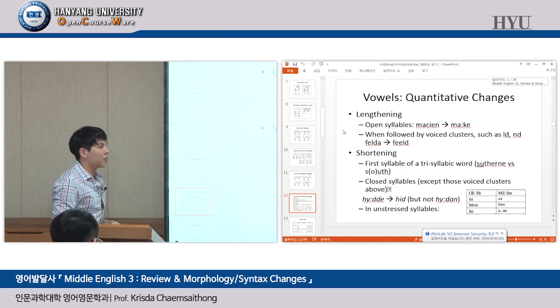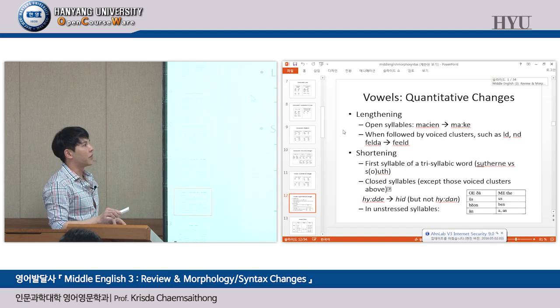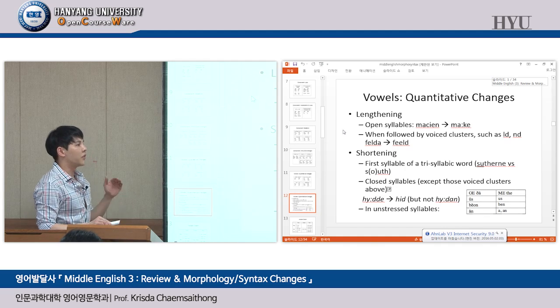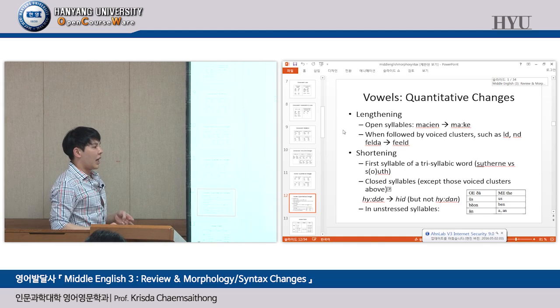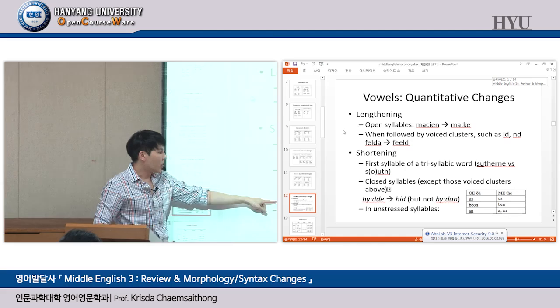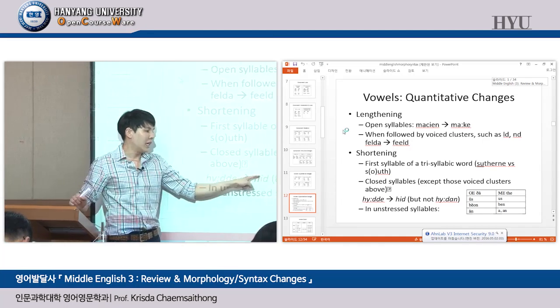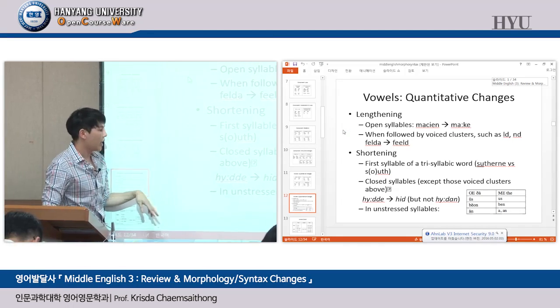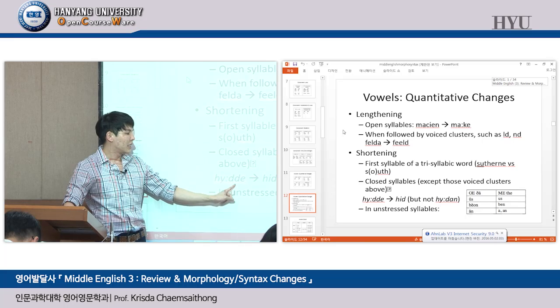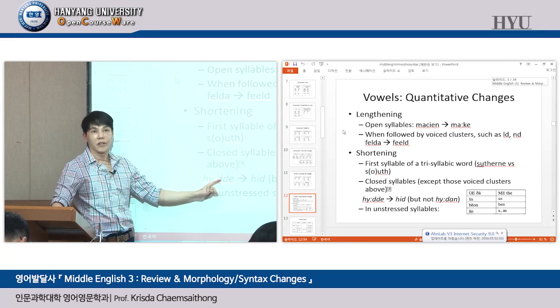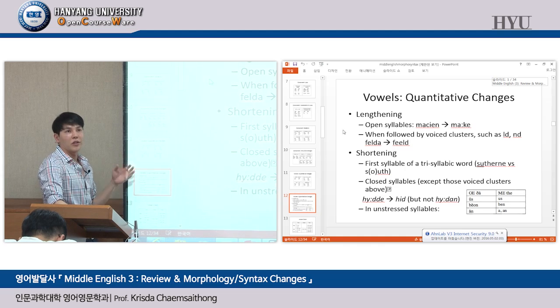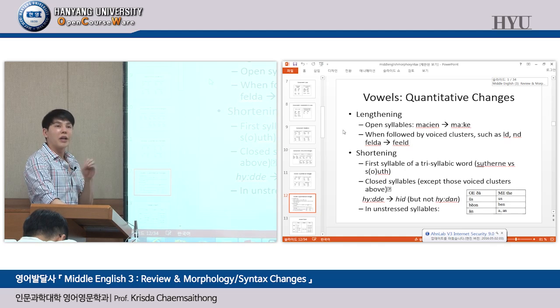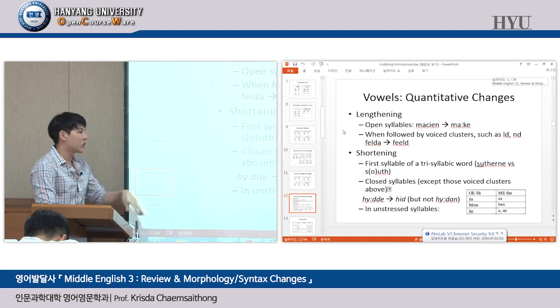And then in closed syllables, except those voiced clusters above, we shorten the vowels, as in hid, right? So Y here will go to an E in Middle English, we talked about that. But this is a closed syllable because it's closed off with a D. So we pronounce it hid, not lengthened. So in modern English, it's hid. High, hid, hidden, like that.